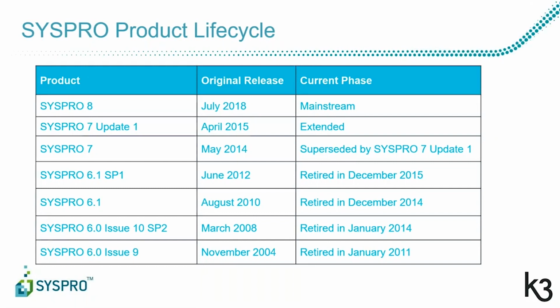So just to put that into context, let's look at some of the ages of these versions that we're running on. If you're sitting on issue 9, issue 10, they were initially released back in 2004 or 2008, and they've been retired for a good 8 years. SYSPRO 8 itself was released in July 2018, so it's a nice, healthy age at this point. We've got about 100 customers here in the UK that are running SYSPRO 8 either in live or in various versions of testing as well. So it gives you a good sense of where you're at.